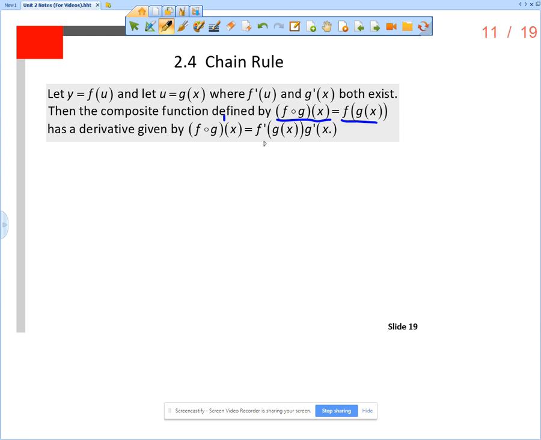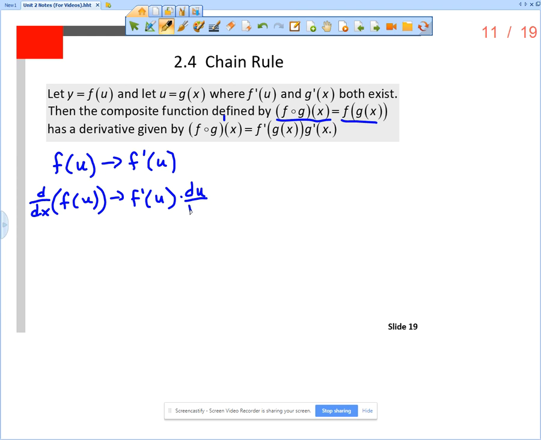All right, so what you want to make sure you understand is that if I have f of u and I want to find its derivative, that's going to be f prime of u. But if I'm taking the derivative with respect to x of f of u, then we have to realize that u must be a function of x. And so in order to take that derivative, we're going to say f prime of u, but then times whatever the derivative of u is with respect to x, or we might say u prime there.